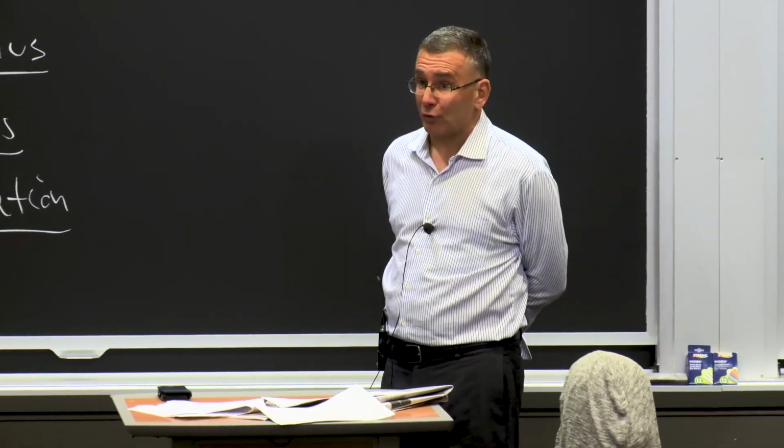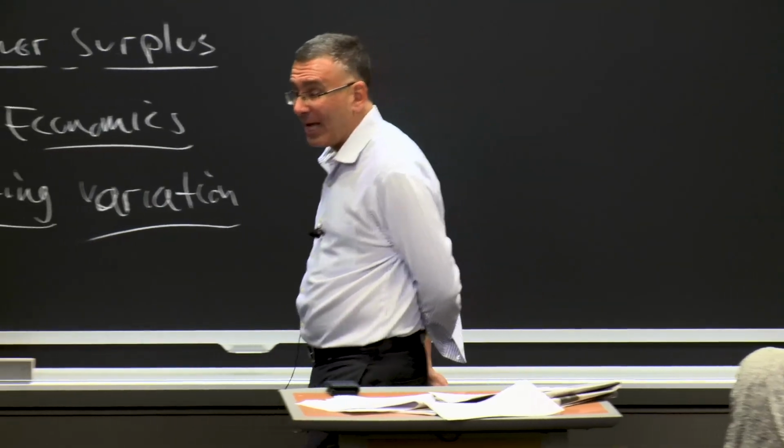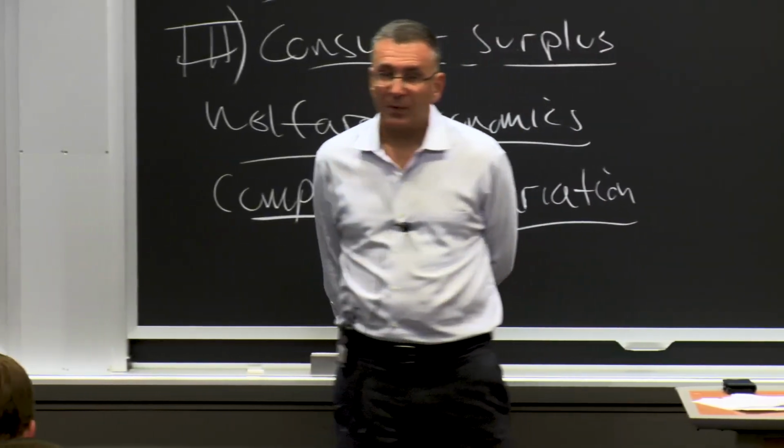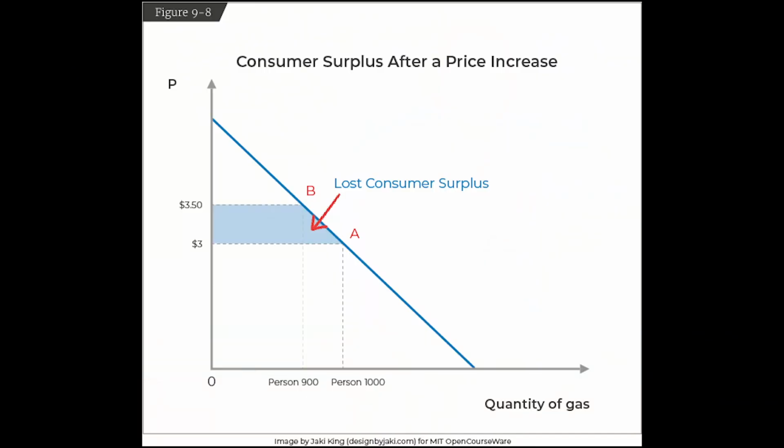So the big losers are the people who are going to drive anyway and now just have to pay more for it. Because here's the key point: the people between A and B, the last 100 people, were pretty close to indifferent. They didn't lose that much surplus from not driving. All the people to the left of person 900 get big surplus from driving. So their surplus simply went down by this rectangle. They used to get the difference between the demand curve and $3, now the difference between the demand curve and $3.50. It's just a pure loss.